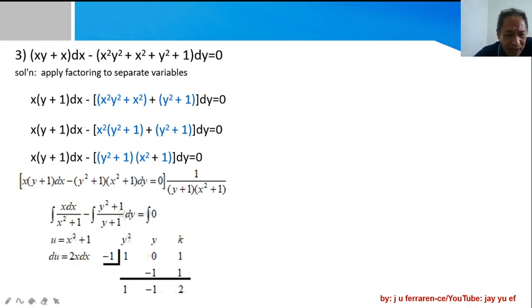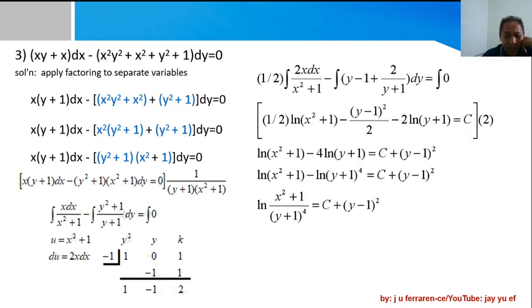Okay, so after dividing, I get my quotient, no? So 1 down, multiply, go to the next column and add, no? So that's the process in synthetic division. Okay? So my quotient is y minus 1, and the remainder is 2. Okay? If you are not comfortable with synthetic division, just recall your long division process, no?